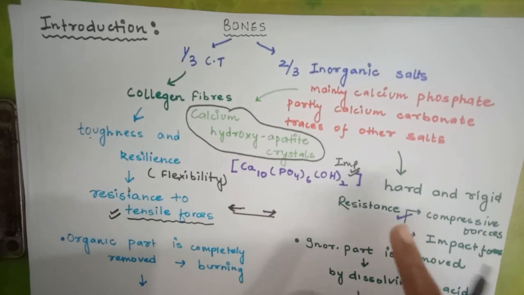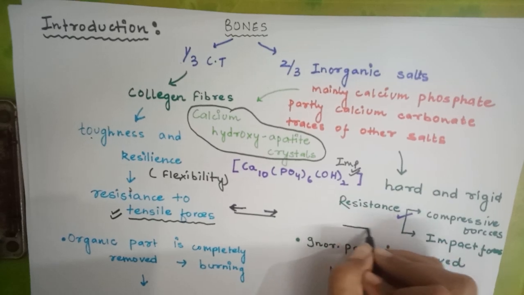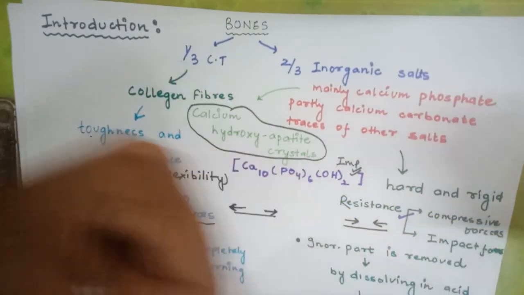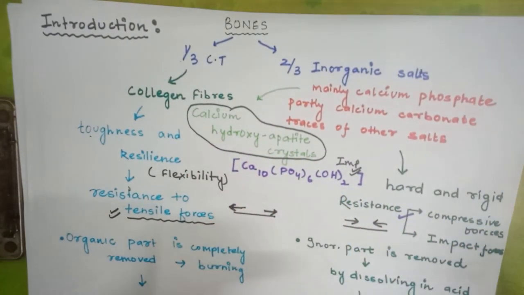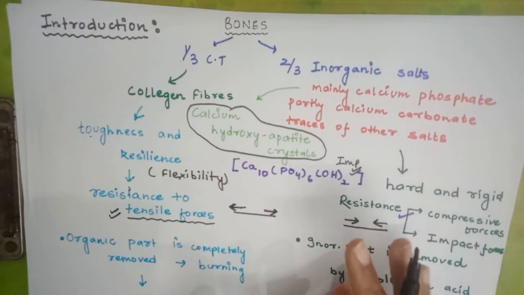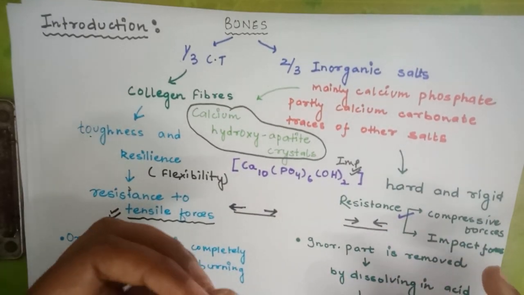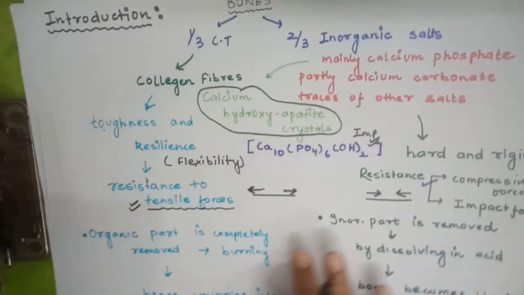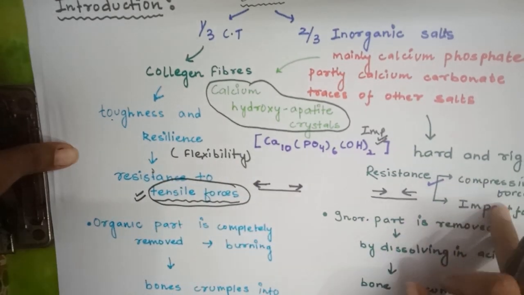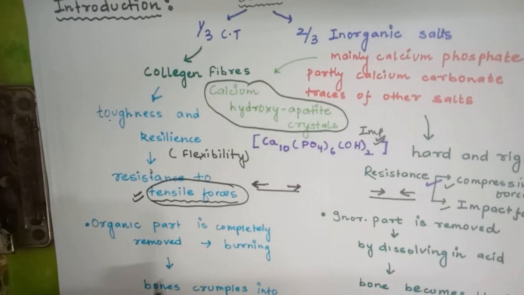And the inorganic part of the bone provides resistance to compressive forces. Compressive forces mean we are compressing something, like this, in this direction. And also to impact forces. Impact forces mean there is a sudden jerk or sudden impact. For example, when we jump on the ground, the bones provide that rigidity. So the organic part provides resistance to tensile forces and the inorganic part provides resistance to the compressive forces and the impact forces.